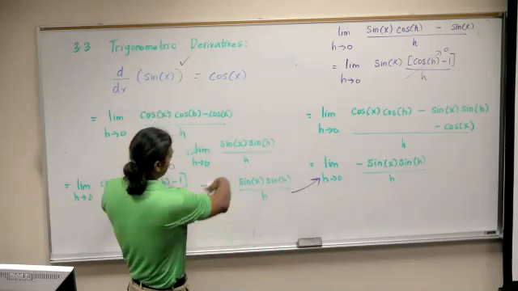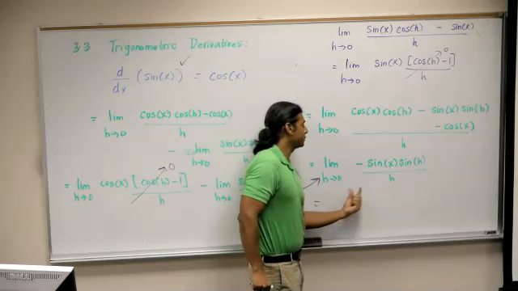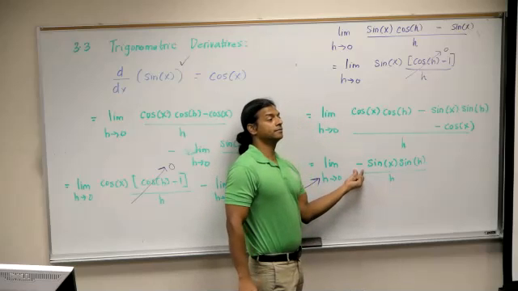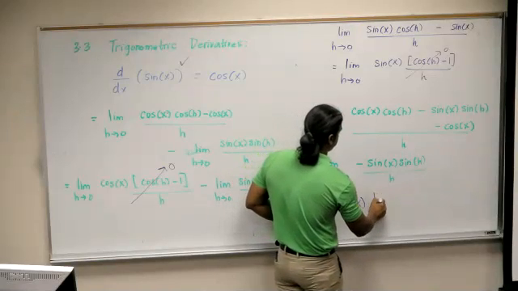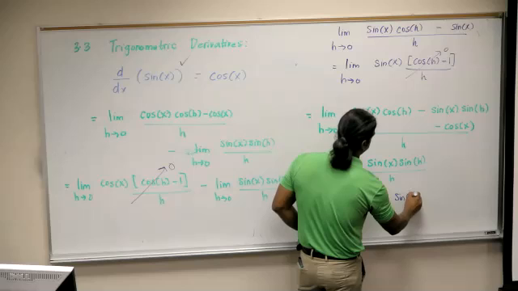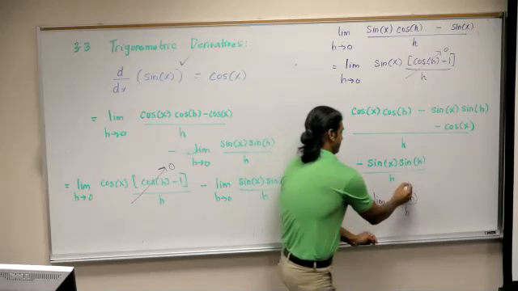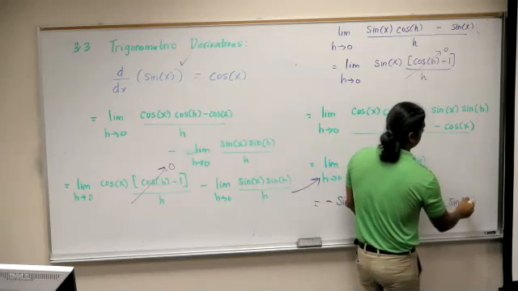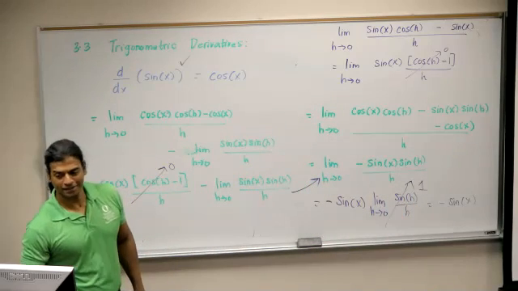Now that everything is okay, limit of h, will it affect sine x? Would it affect the minus 1? No. So I can pull that out. And what is that? So the derivative of cosine x is negative sine x.